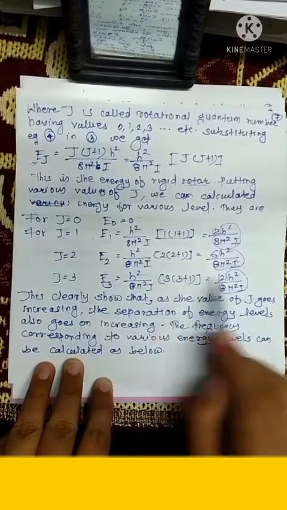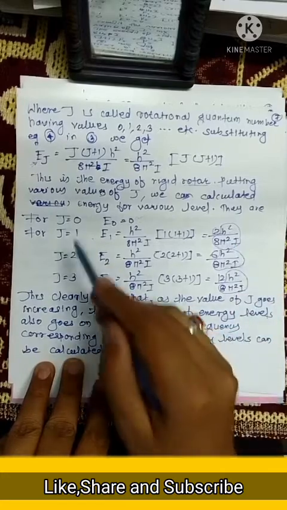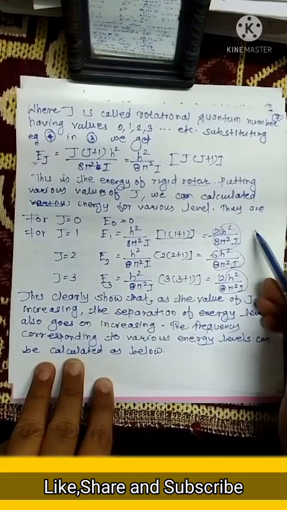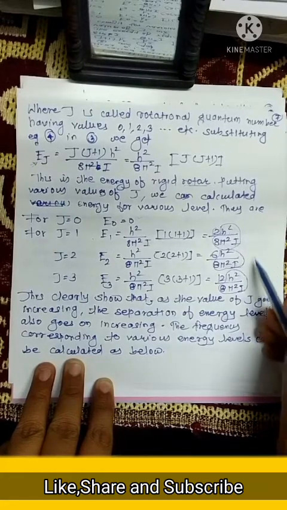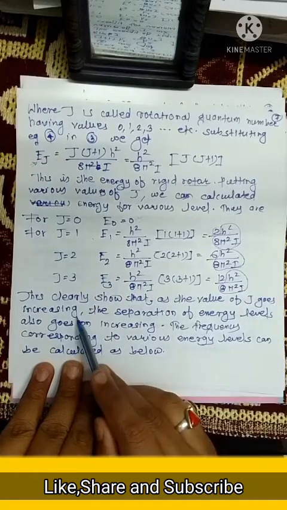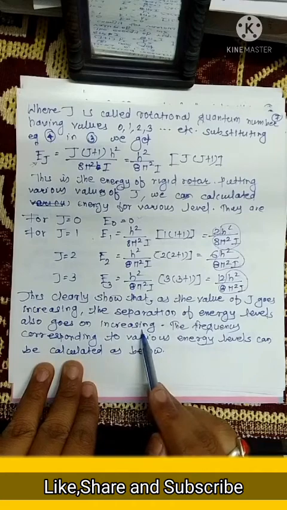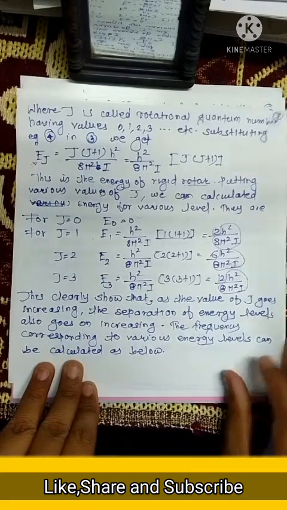For the third energy level, this value is multiplied by 12. So as the value of J increases, the separation between energy levels also increases. This clearly shows that as the value of J goes on increasing, the separation of energy levels also goes on increasing. The frequency corresponding to various energy levels can easily be calculated.